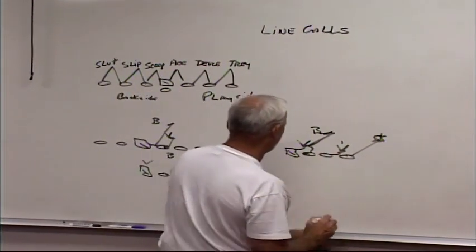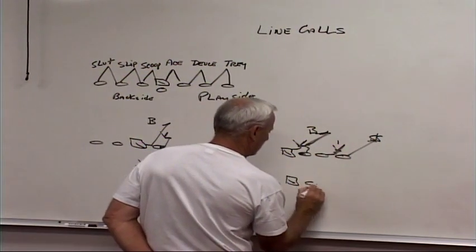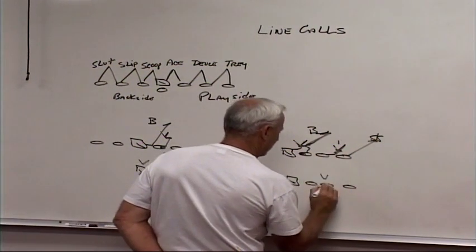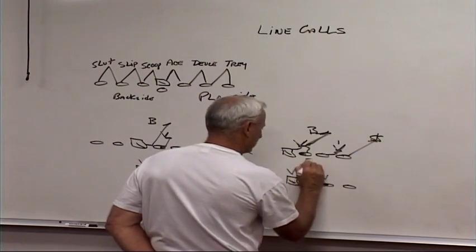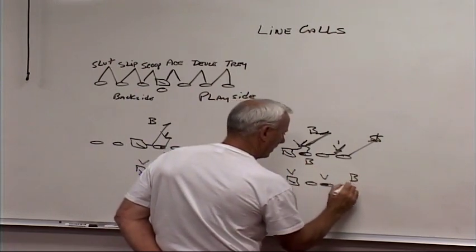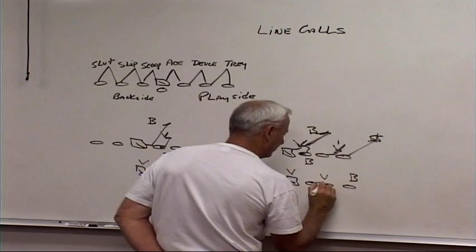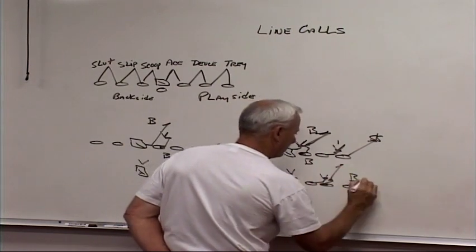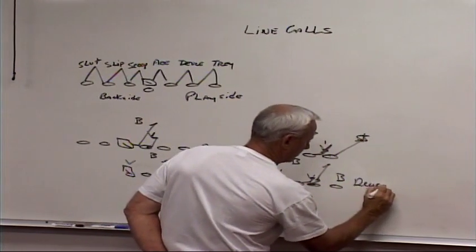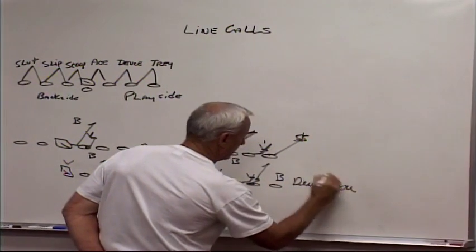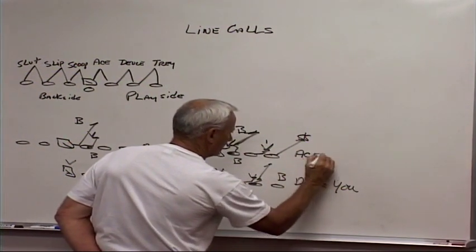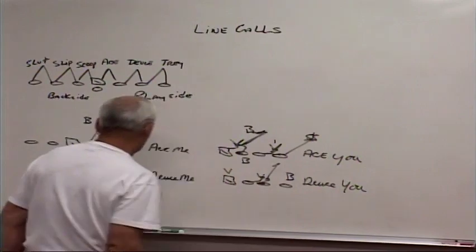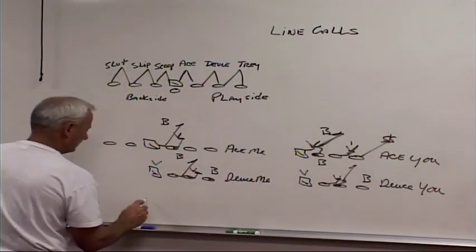All right, we come up here. Now all of a sudden they jump in that 4-eye on that Okie front. They got him down there in the 4-eye. Guard will tell the tackle, deuce, you. So we got a deuce, you. We've got an ace, you. And it works right on down the line.